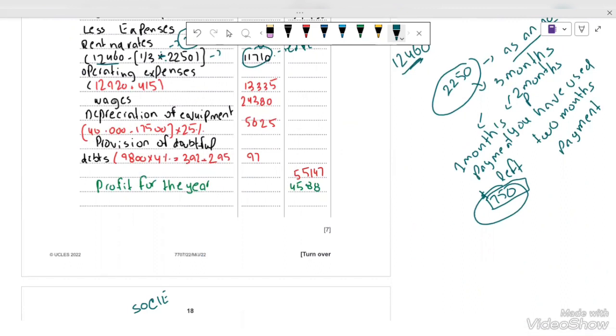Like the person who may be serving you, so you have to pay this 415 amount, but is this 415 amount related to this year? So you have to put these 415 into the current year's expenses. So that is why you will add 12920, which you have paid, and 415, which you haven't paid right now. So you have 13335 as an operating expense for this year.